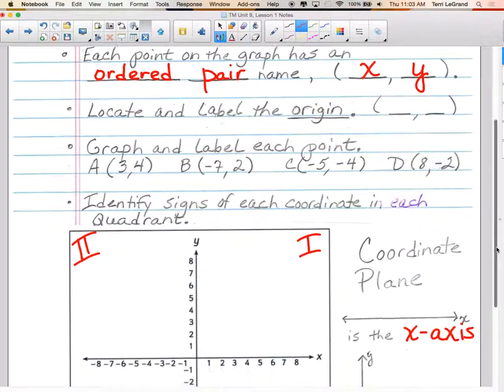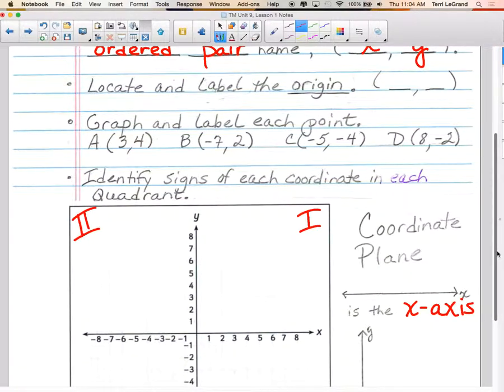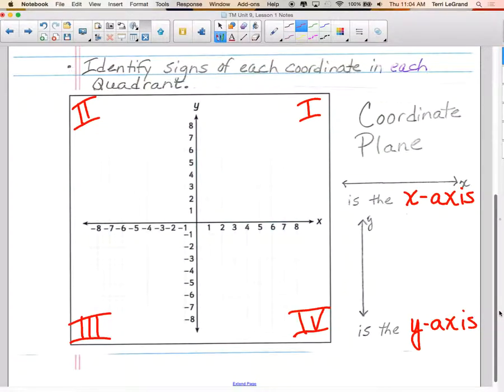Okay, locate and label the origin. Where's the origin at on a coordinate plane? In the middle. In other words, what's the middle? What if my coordinate plane had the y-axis over here and the x-axis up there? Would that be the middle right here? Would this be the middle if they were crossing here? No, that wouldn't be the middle. So instead of saying the middle, we're going to say where the axes meet, where they cross each other. So let's just write it like this. This is our origin.